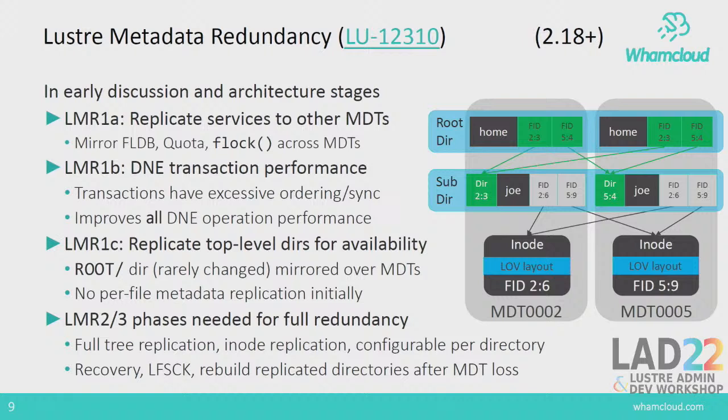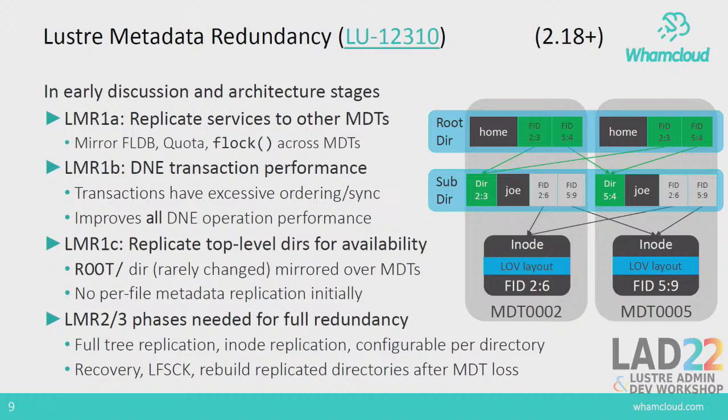Same thing, the quota tables are all managed by MDT0. There's no reason we couldn't hash out the quota across different metadata servers so that we spread out the load. And some of the other projects, the 1B that we're doing, improving the distributed transaction performance, that's something that we can do independently of any big project, and it will help all kinds of DNE operations. Because the more DNE that we do with the distributed transactions, the better the performance has to be so that it doesn't impact you badly.